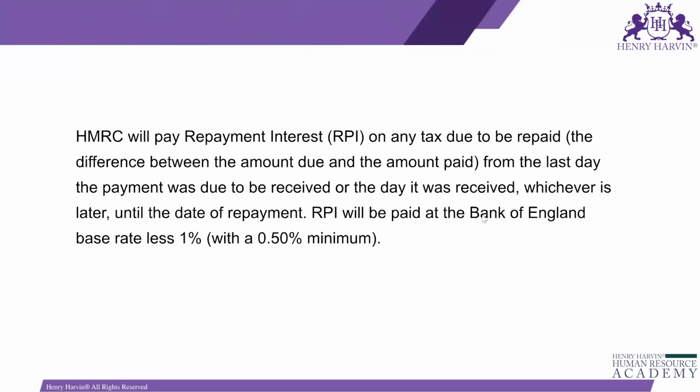That's the reason for 2.5. HMRC will pay repayment interest on any tax due to be repaid. The difference between the amount due and the amount paid. So only on the difference, not on the entire amount. Whatever is pending with HMRC. From the last day the payment was due to be received or the day it was received, whichever is later, until the date of repayment. Okay, till that period, HMRC will pay the interest. RPI will be paid at the Bank of England base rate less 1% with a minimum of 0.5%. So this has increased to 2.75. We have seen that.